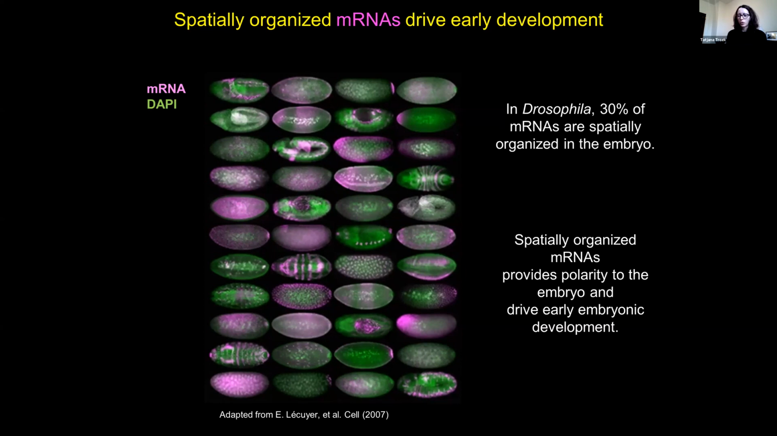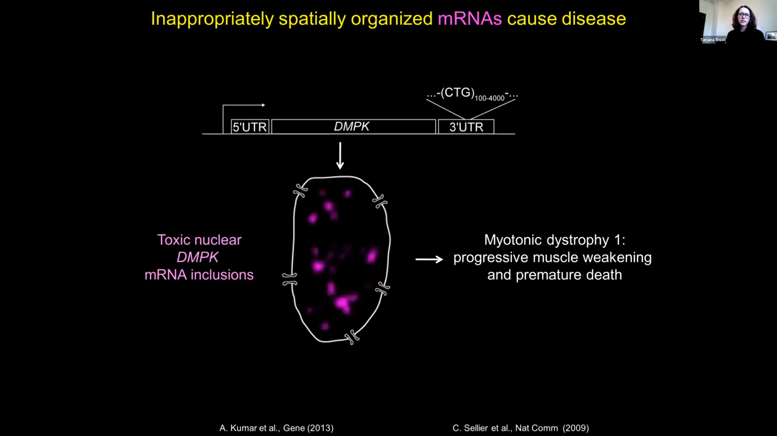However, this process can also go wrong, as you can imagine, and can cause disease. An example is myotonic dystrophy. It's a genetic disorder in humans that is caused by massive overexpansion of CTG repeats in the 3' UTR of this mRNA. When this aberrant mRNA is transcribed, instead of being transported out into the cytoplasm, it accumulates in the nuclei and forms inclusions, these RNA aggregates. These aggregates really are the ones driving the disease. This is an RNA gain of function mutation and causes progressive muscle weakening and premature death, and of course, myotonic dystrophy 1.